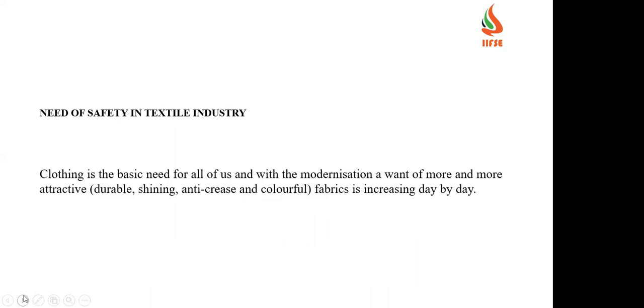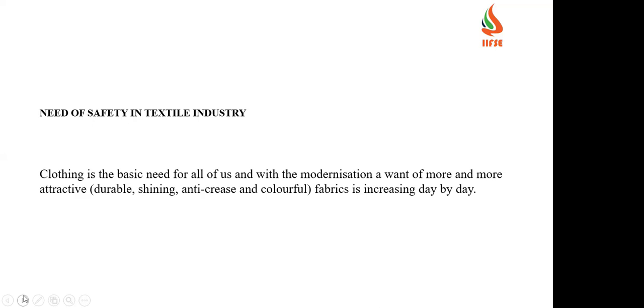Now we'll see what is the need of safety in the textile industry. If you see the textile industry, it starts again from farming, as we have seen in the case of sugar industries. It starts from the farmland, goes to the process plants, then gets converted into thread, then goes to the stitching units, then goes to the customers for usage.